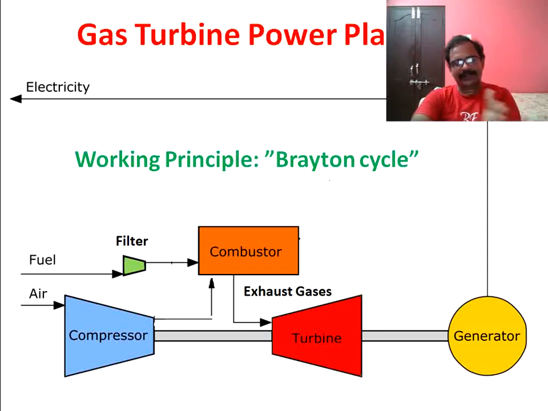After filtering, we pass the fuel through the combustor, and then we pass the air into it, through a compressor. That compressed air passes into the combustor. So air and fuel will be there, and the combustion will take place, and exhaust gases like CO2, NO2, SO2, everything will be liberated from that combustor. That exhaust gas falls on the gas turbine, and the gas turbine will rotate, and it is coupled to the generator. The generator will generate the electricity. That is the way a gas turbine power plant works.